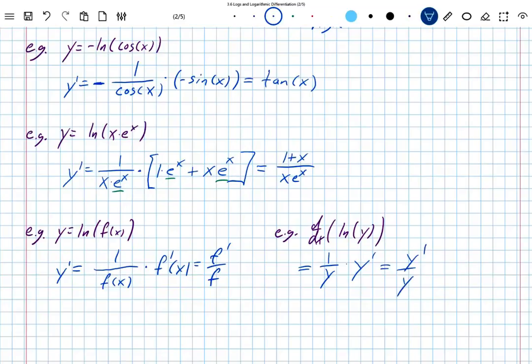So where this is going is in the next video, we will take the natural log of both sides and we'll have something like a natural log of y on the left. And when we take its derivative, we'll get something like this. And then we'll solve for that y prime. Super cool. Hopefully that was good practice. And then we'll do some really neat stuff in the next video.